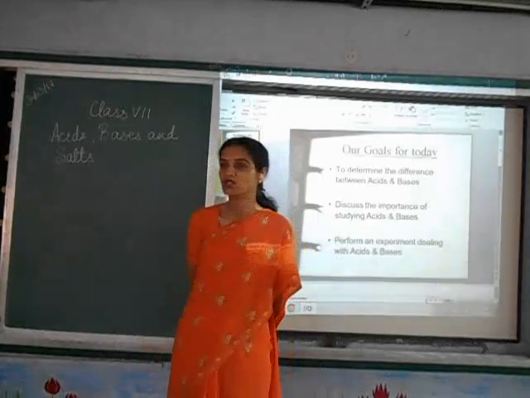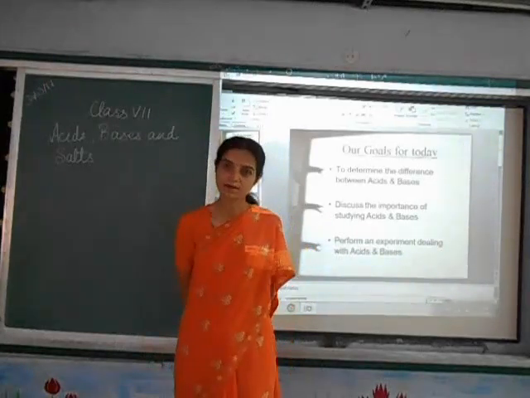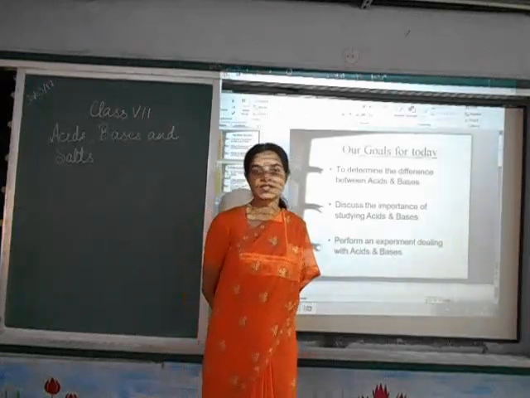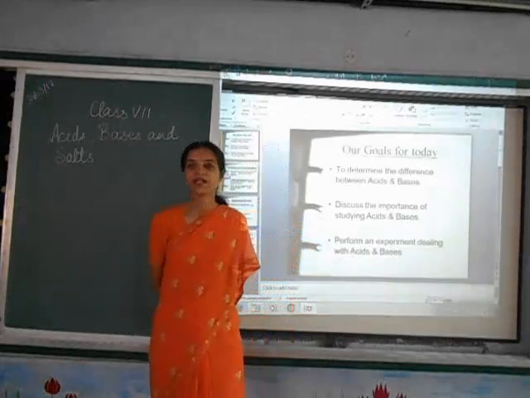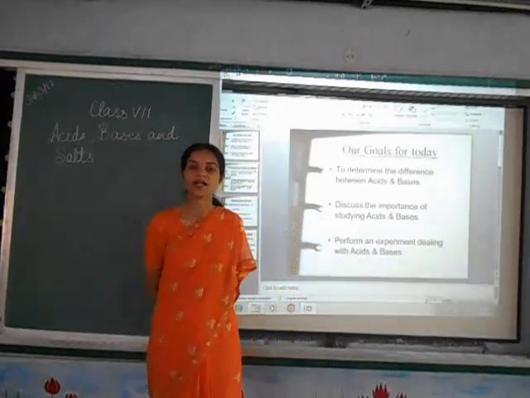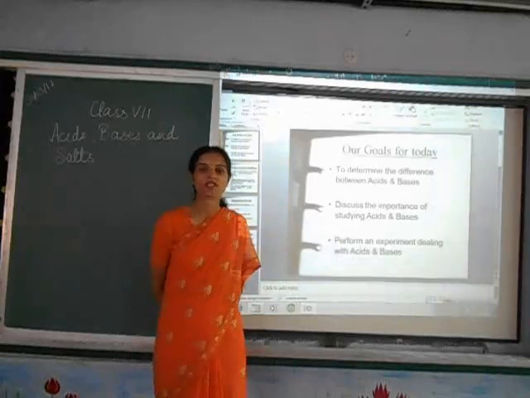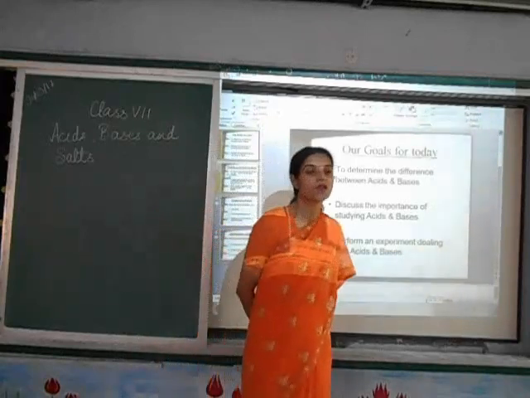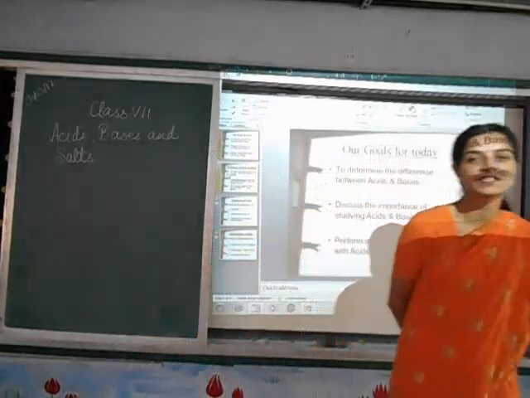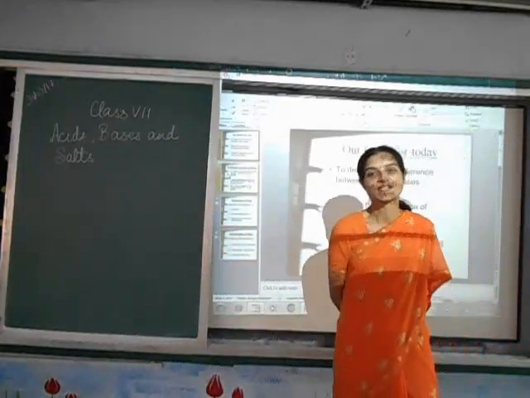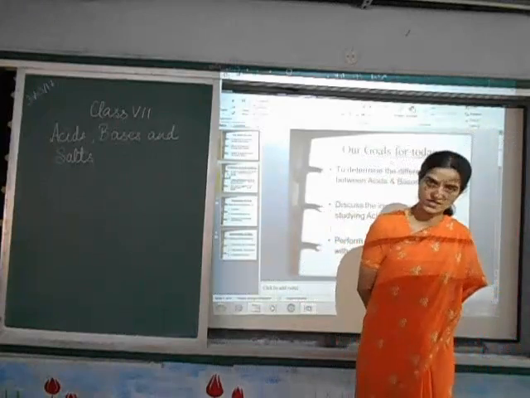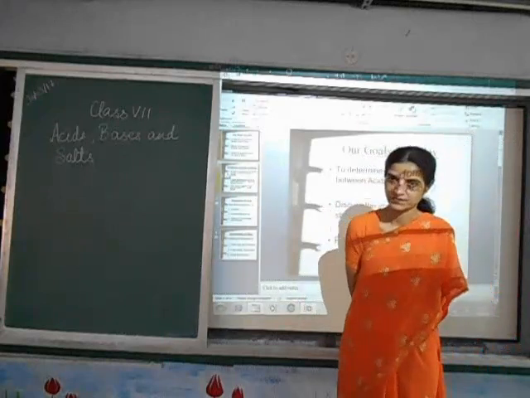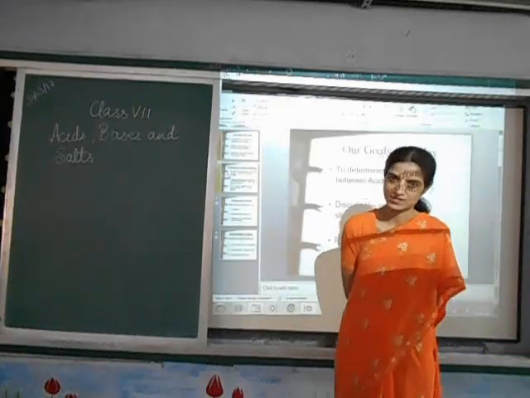Without vinegar, you are not able to preserve things. Aerated drinks are very common in summers as they give us a soothing effect. Similarly, lemon has a role to play in our day-to-day being. So the importance of acids is remarkable. When we talk of acids, the very first thing which we come across is the sour taste which acids possess. So one of the properties of acids is sour taste. Acids are sour in taste.